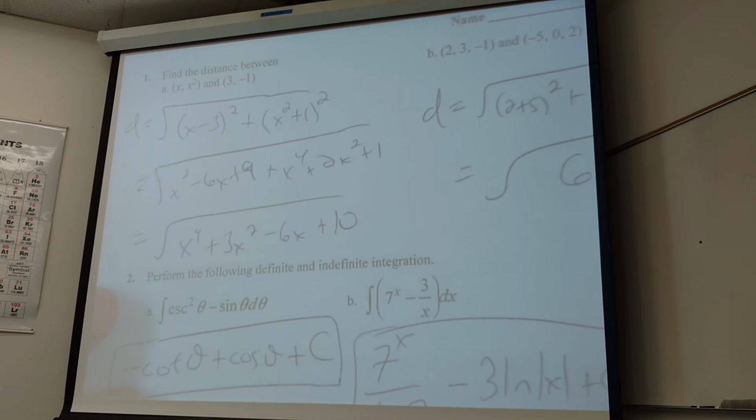Anything on this sheet that I didn't cover well enough?